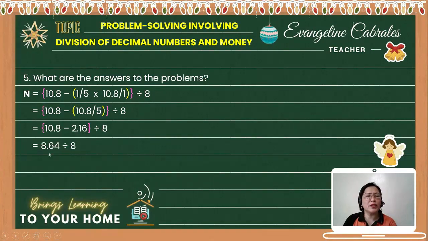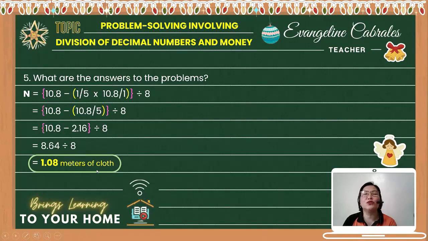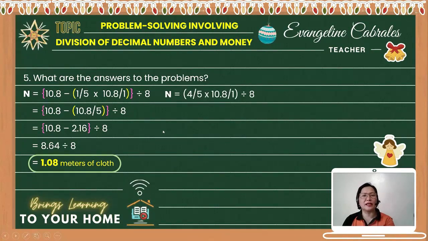10.8 minus 2.16 is 8.64 divided by 8 and the answer is 1.08 meters of cloth. So, yung 1.08 meters of cloth, yan yung natirang tela, yan yung kulay blue doon sa representation kanina na ginawa into 8 blouses. O how about the other number sentence? Tingnan natin kung magiging pareho ang sagot.